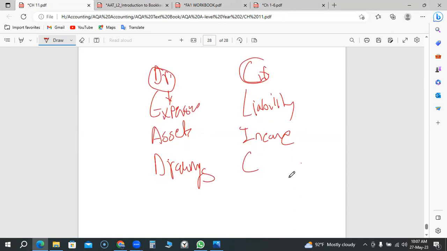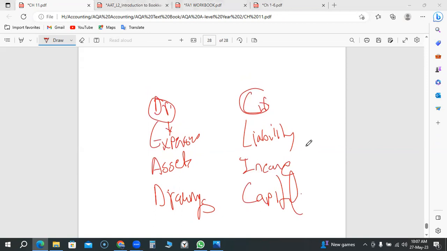C for, who writes it? C for capital. Brilliant. Let me see, has anybody written anything? Okay, not yet. So now that's an easy one. Any other mnemonic? Anybody know it?